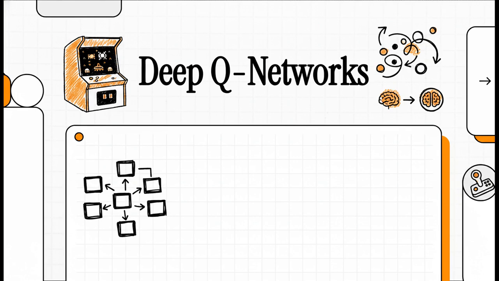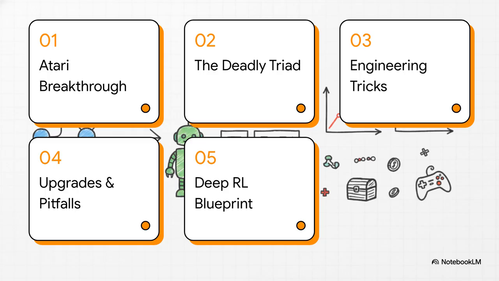And today, we're going to tear down that exact architecture, the Deep Q network, or DQN, to understand exactly how it ticks. Okay, let's dive right into this. Here's our roadmap. First up, the Atari breakthrough. Second, the deadly triad. Third, 3 engineering tricks. Fourth, upgrades and pitfalls. And finally, the Deep RL blueprint.